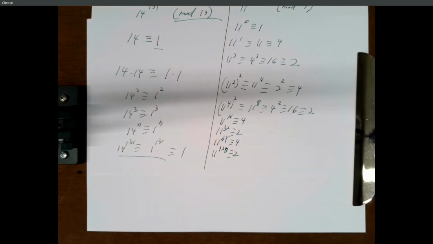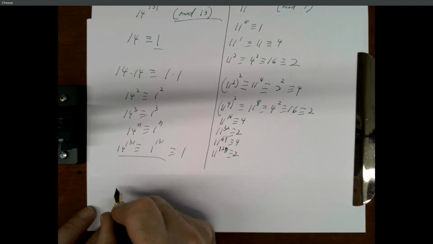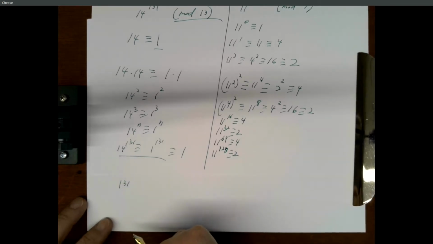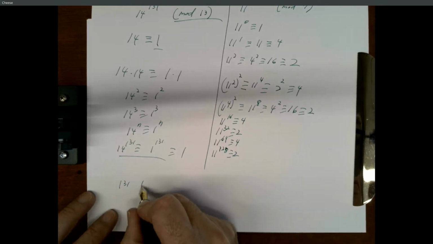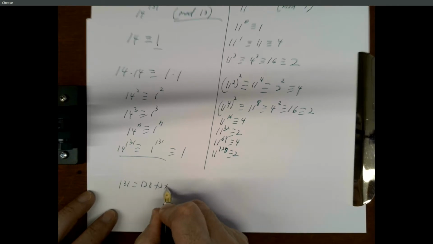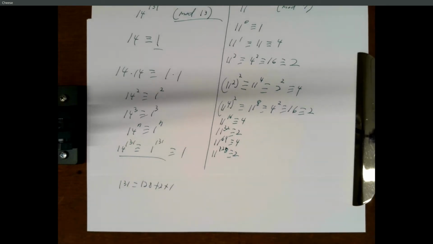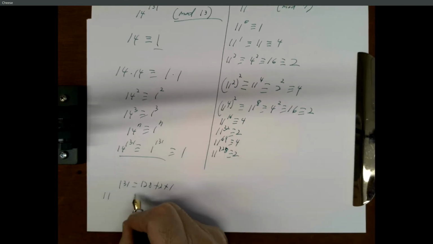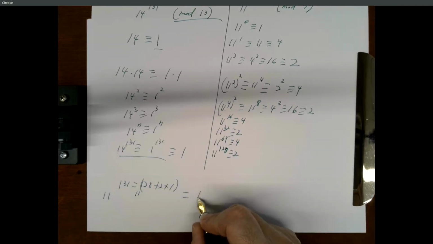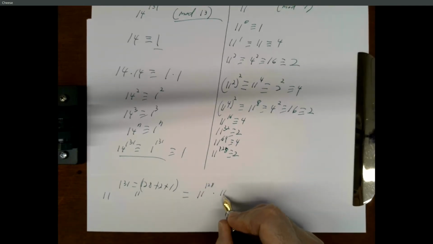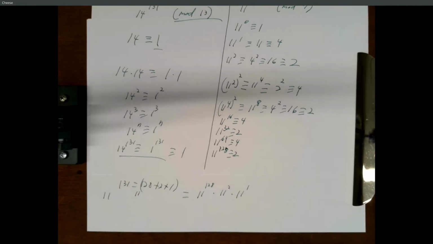Well, my goal is to find 11 to the 131st. Okay, this is where the exponentiation part comes in. So 131 I can write as a sum of powers of 2. If I don't know how to do that, convert it to binary. That tells you where the powers of 2 are. This is 128 plus 2 plus 1. So 11 to the 131st is 11 to the 128 plus 2 plus 1, which the law of exponents tells us is 11 to the 128th times 11 squared times 11 to the 1st.